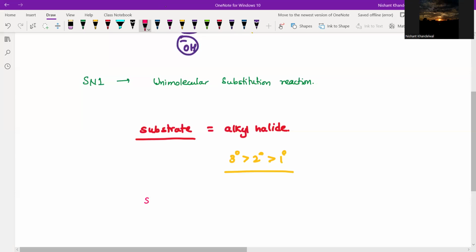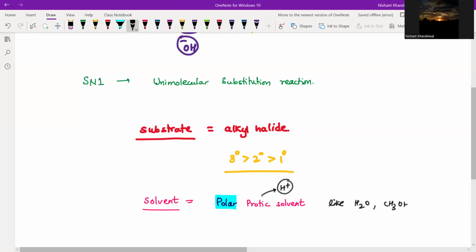Then one more thing, the solvent. The solvent which we take here is a polar protic solvent. So polar protic solvent, what does it mean? Polar means anything which has polarity. Protic means which can release a proton. So a solvent which can release a proton is a polar protic solvent. Like you can know water is an example, and CH3OH is there, like this.